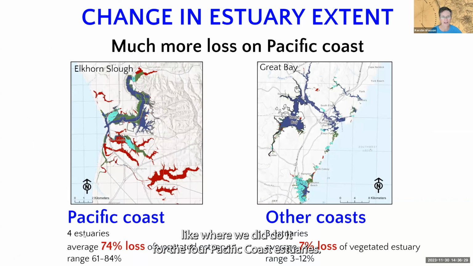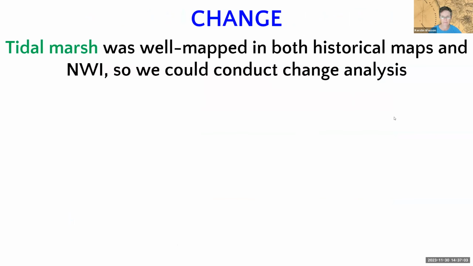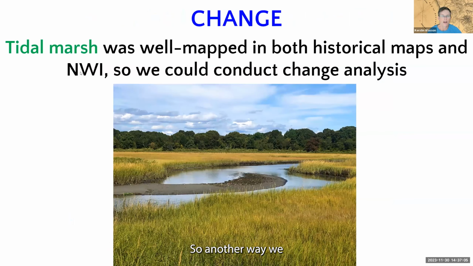For the 4 Pacific Coast estuaries, we had an average of 74% loss of vegetated estuary extent. You can visualize that here with an example like Elkhorn Slough. The red areas are lost. For the other 3 estuaries, which were in a variety of places, there was an average of 7% loss, so an order of magnitude less loss of vegetated habitat. And sort of as a visualization of that, here's Great Bay, and you can barely see the little red areas of lost vegetated habitat.